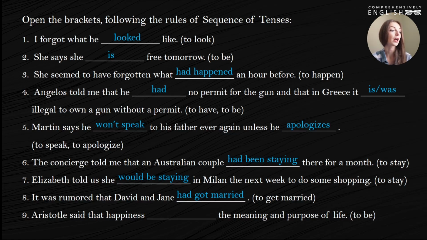And the last one: Aristotle said that happiness is the meaning and purpose of life. We are free to use the present simple tense here because we are talking about his opinion that he considered to be a general truth. Happiness is the meaning and purpose of life. Though you can of course say Aristotle said that happiness was the meaning and purpose of life.